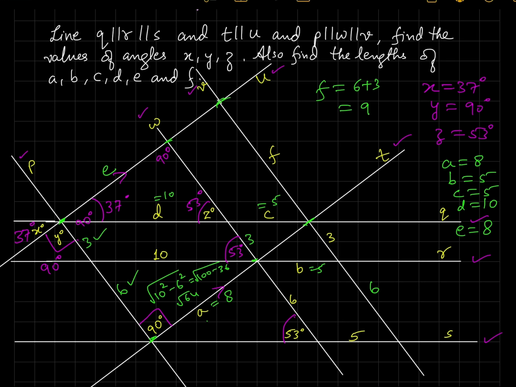So this is how we can use the intercepts cut between parallel lines, which are equal, and using that we can find the different line segments. And using alternate angles, corresponding angles, vertical angles, all those theorems and postulates, we can find the remaining angles as well. Hope you understood. Keep practicing.